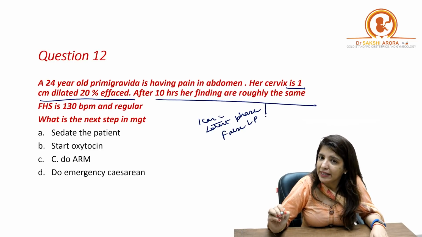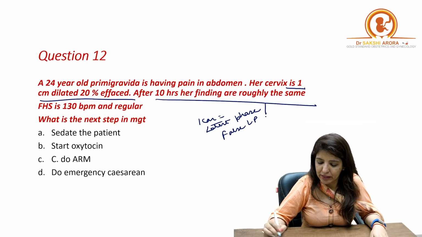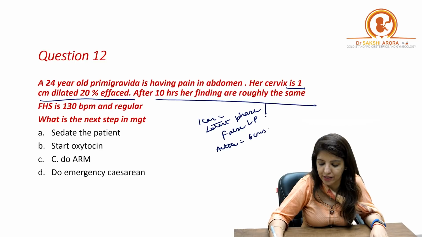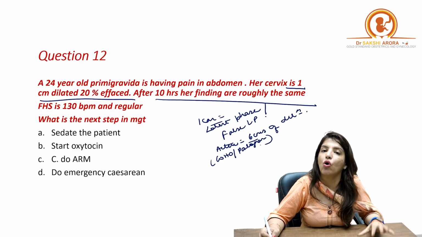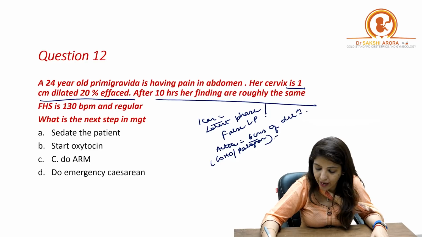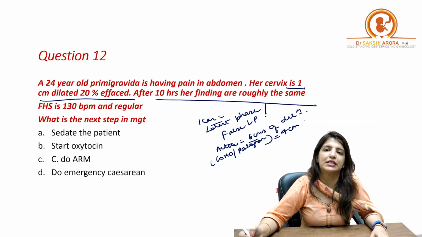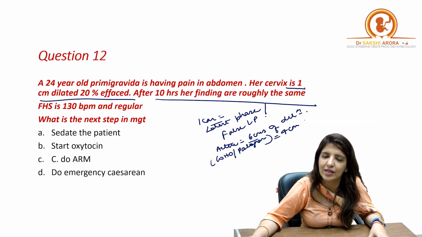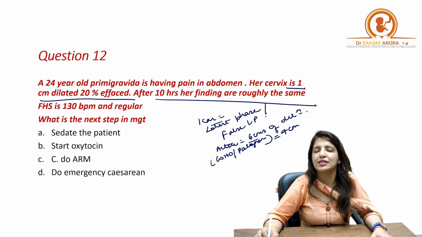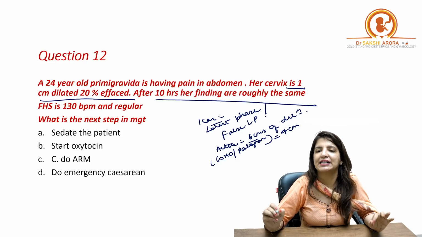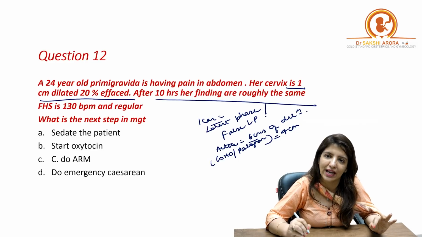Now, for all clinical questions, bachon, you have to remember that the active phase begins from 6 centimeters of dilatation. Only when words like WHO or partogram are there, then you say that 4 centimeters is the beginning of the active phase. But for all clinical questions, for all practical purposes, the active phase begins at 6 centimeters of dilatation.